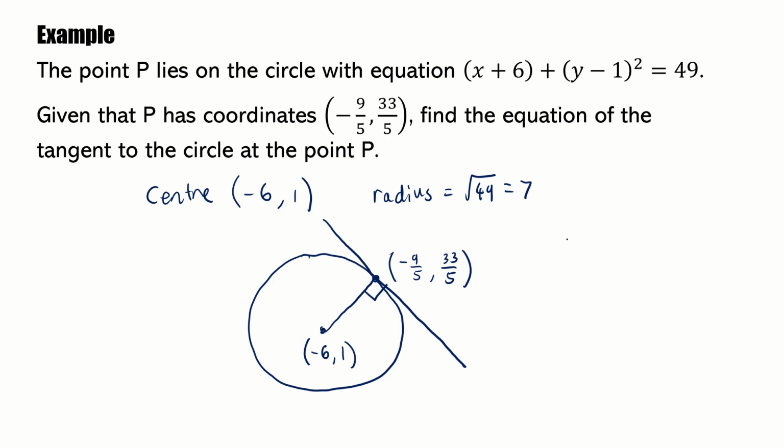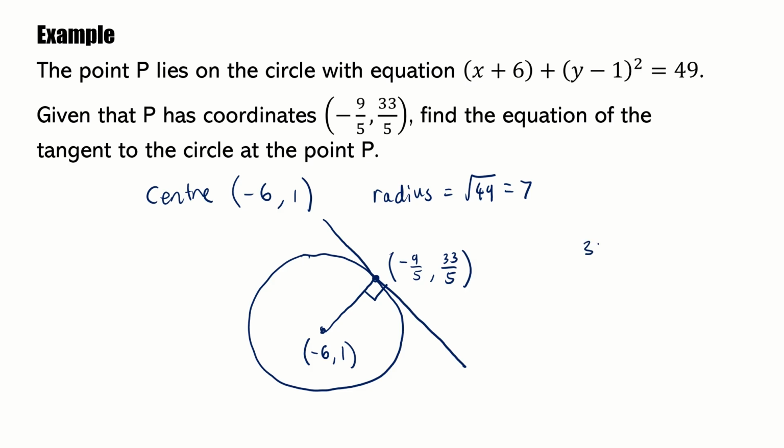To find the equation of a straight line, you need a point and a gradient. We've already been given a point on the line, so we've got that bit sorted already. So we just need the gradient of the line, and we're going to find that by using the circle theorem. Starting with the gradient of the radius, we're going to use change in y over change in x, because the radius is just a straight line.